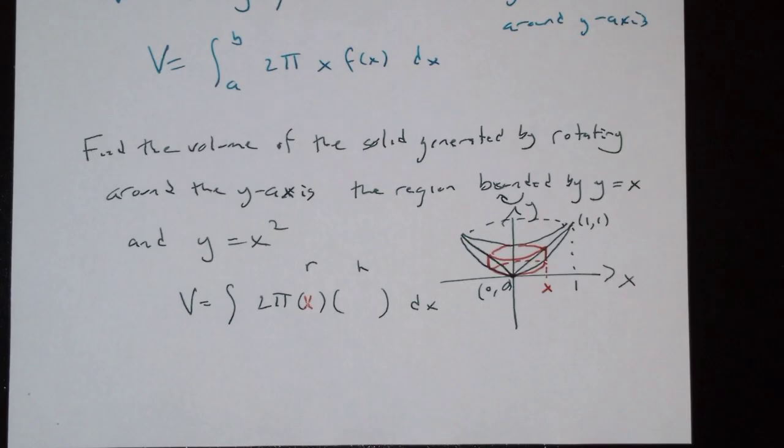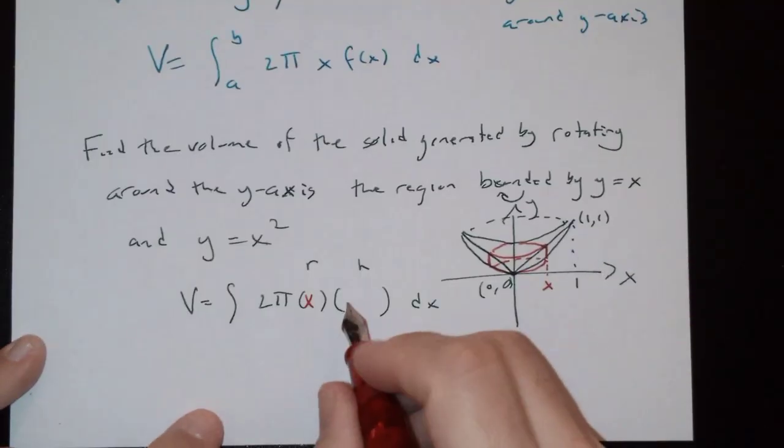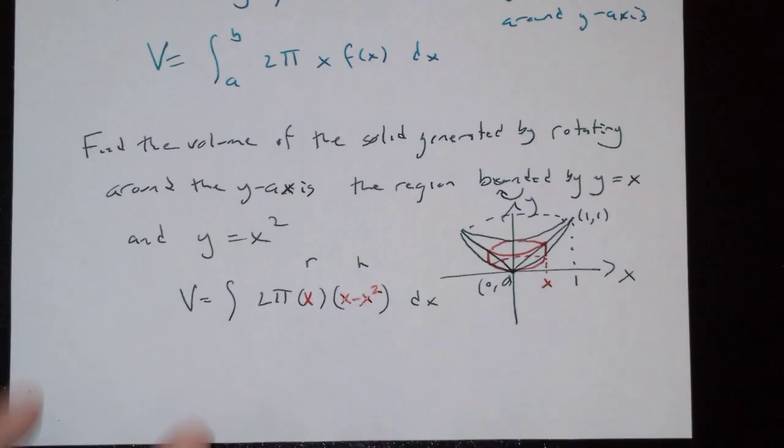What's the height? Which one's on top? So I take the x value minus the x squared value, like our area between curves, right? I need to know which is on top and which is on bottom. And there's my height. Now, again, I can pull the 2 pi out from, oh, forgot something.